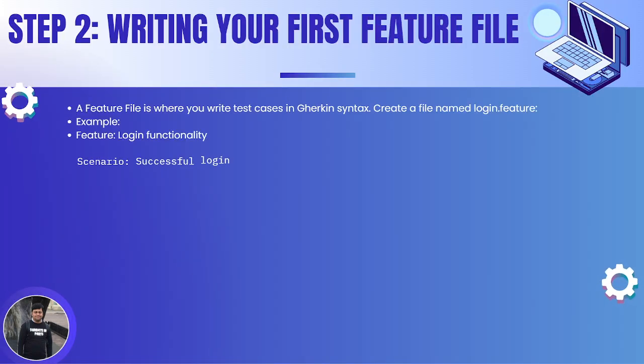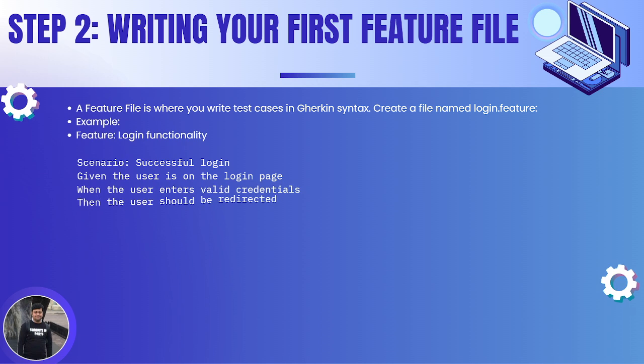Step 2: writing your first feature file. A feature file is where you write test cases in Gherkin syntax. Create a file named login.feature, and you can write the feature as login functionality. Scenario: successful login. Given the user is on the login page, when the user enters valid credentials, then the user should be redirected to the dashboard.